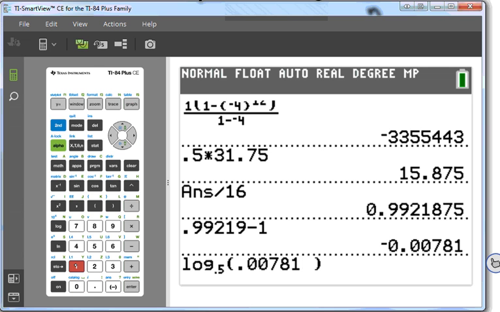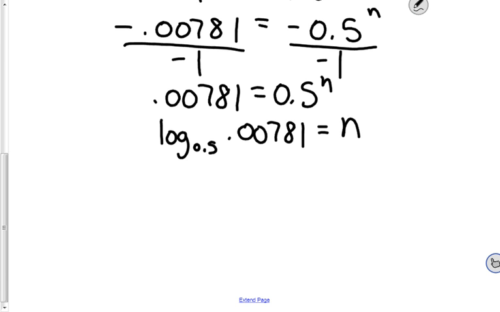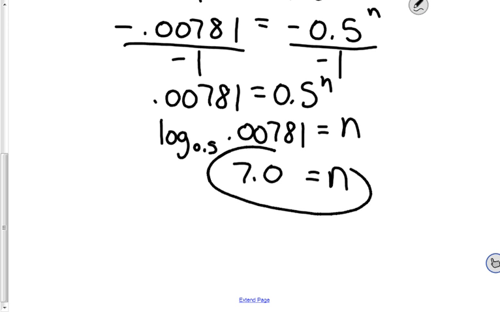0.00781. And it's probably just 7, right? Because I did some rounding. So the exact answer is probably 7, but we can say n equals 7.0. We could check that if we wanted to. We could go back to the beginning, plug in 7 for n, and see if we get 31.75. And I'll tell you, you do. So 7 is the exact answer.